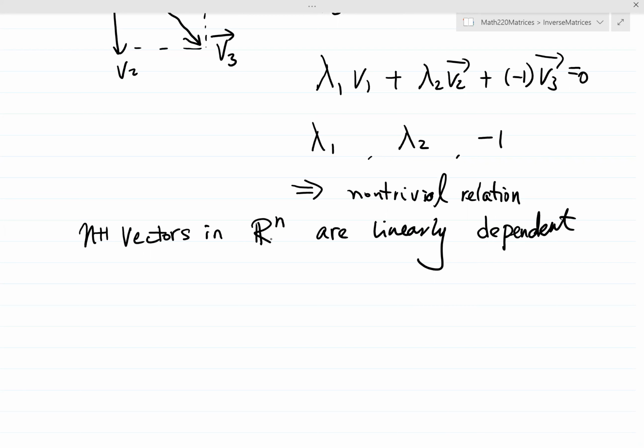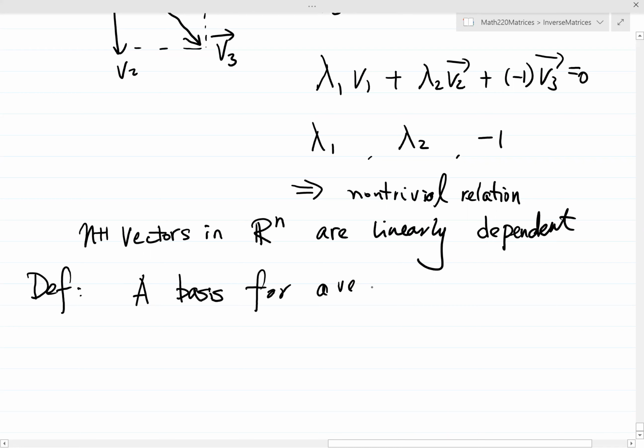Here is the definition of a basis. Linearly independent vectors span a certain space. If they are linearly dependent, then there is something redundant. So a basis is just: no redundancy and linearly independent. A basis for a vector space is a set of linearly independent vectors that span the space.